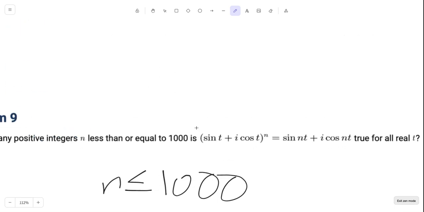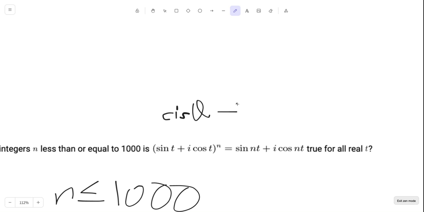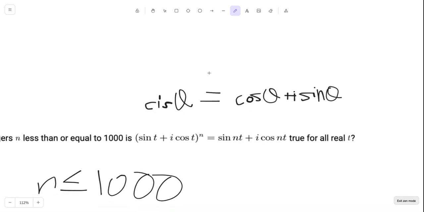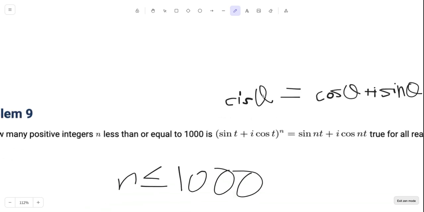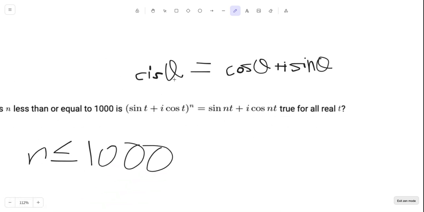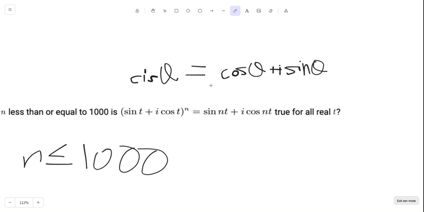First of all, you might know this is really familiar, since cis theta equals cosine theta plus i sine theta. And this is Euler's complex number form. But this is instead sine plus i cosine, which is slightly different, but it definitely has something to do with this.